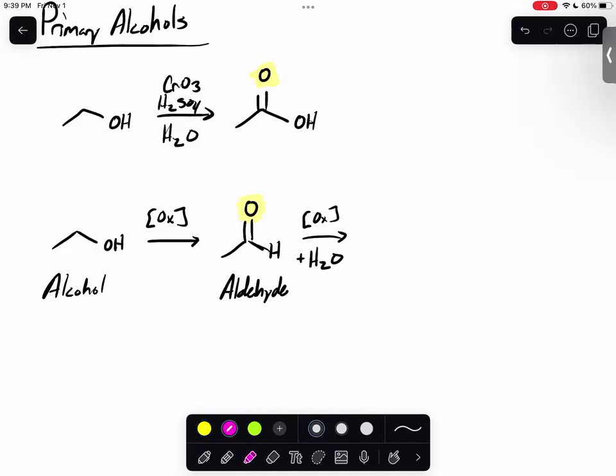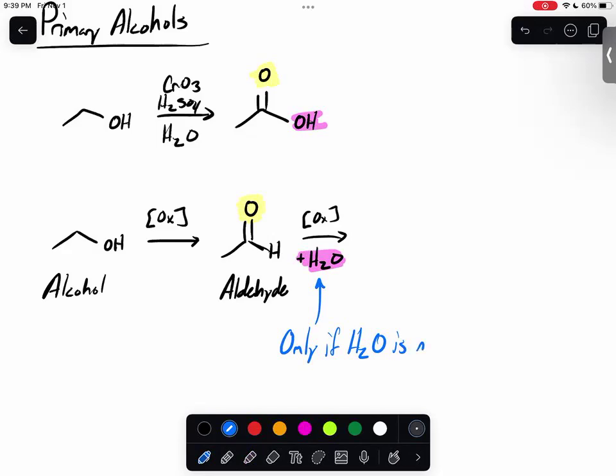Where does it come from? It comes from the water. So what that's telling us is that only if water is present will this second step actually occur. And the second step essentially occurs through the water adding in to the aldehyde, right? And not kicking out something as a leaving group, but instead staying around and doing a second oxidation.